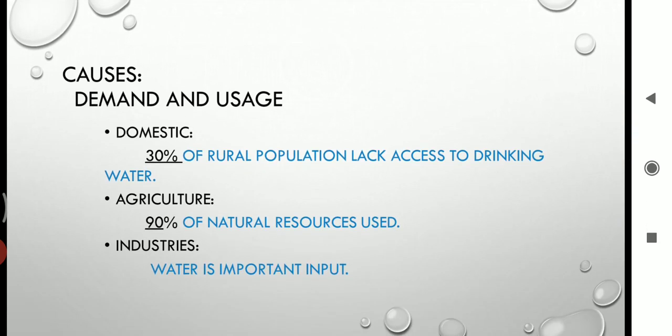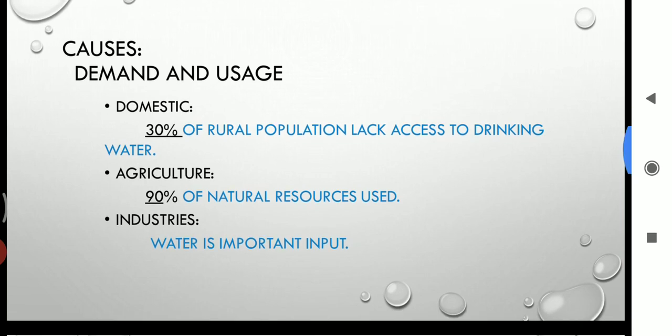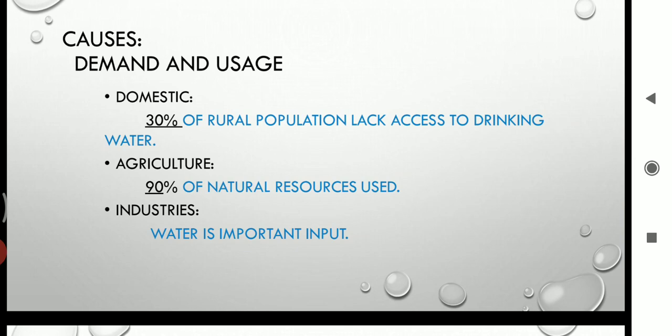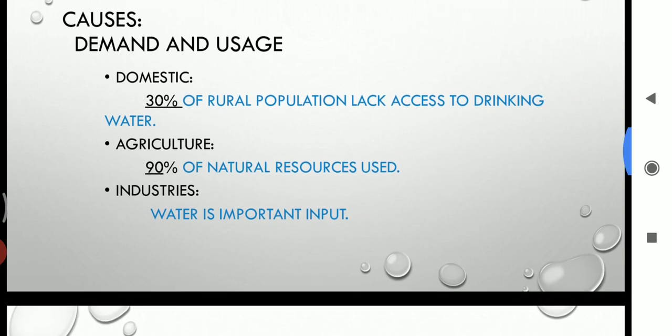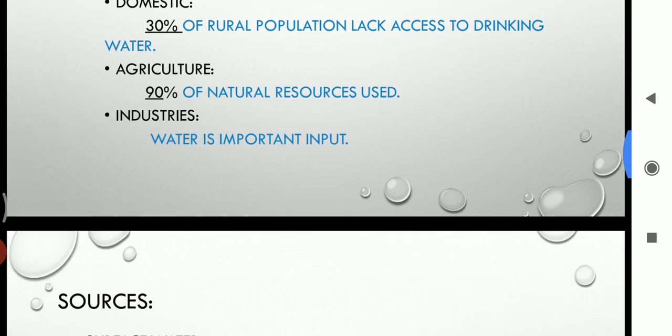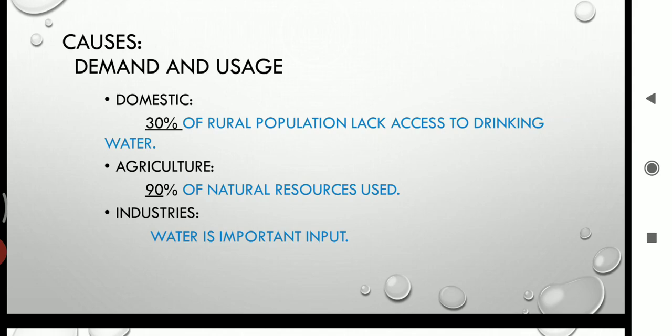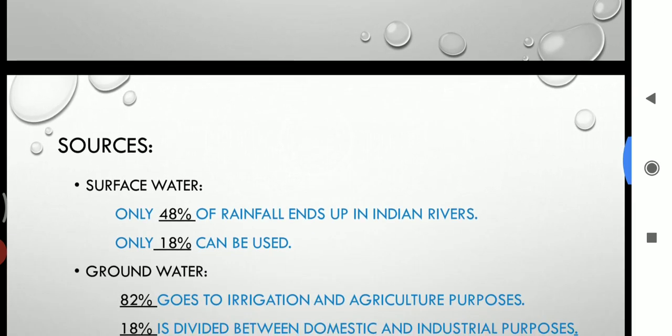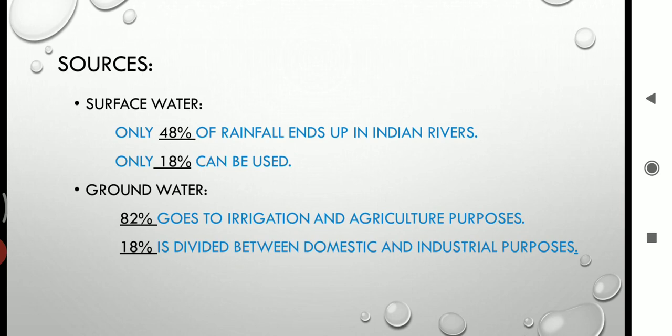Next, let us see the causes of water scarcity. The first one is demand and usage. In case of domestic use, 30% of the rural population lack access to drinking water. In agriculture, 90% of natural sources are used. In industry, water is an important input. Any processing in the production stages involves a water requirement. So without water, it is not possible to process any items in the manufacturing stage.